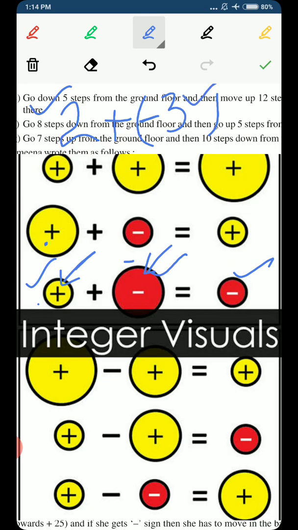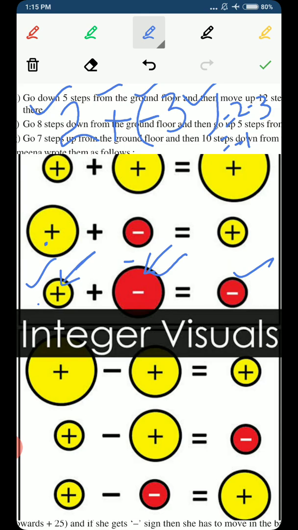So 2 plus minus 3. As I told you in the earlier case also, if there is a positive sign and a negative sign, then these two signs turn into a negative sign. It means 2 plus minus 3 will be 2 minus 3, and 2 minus 3 results in a negative integer. When we subtract 3 from 2 we get 1, but when we subtract 2 from 3, we get minus 1.